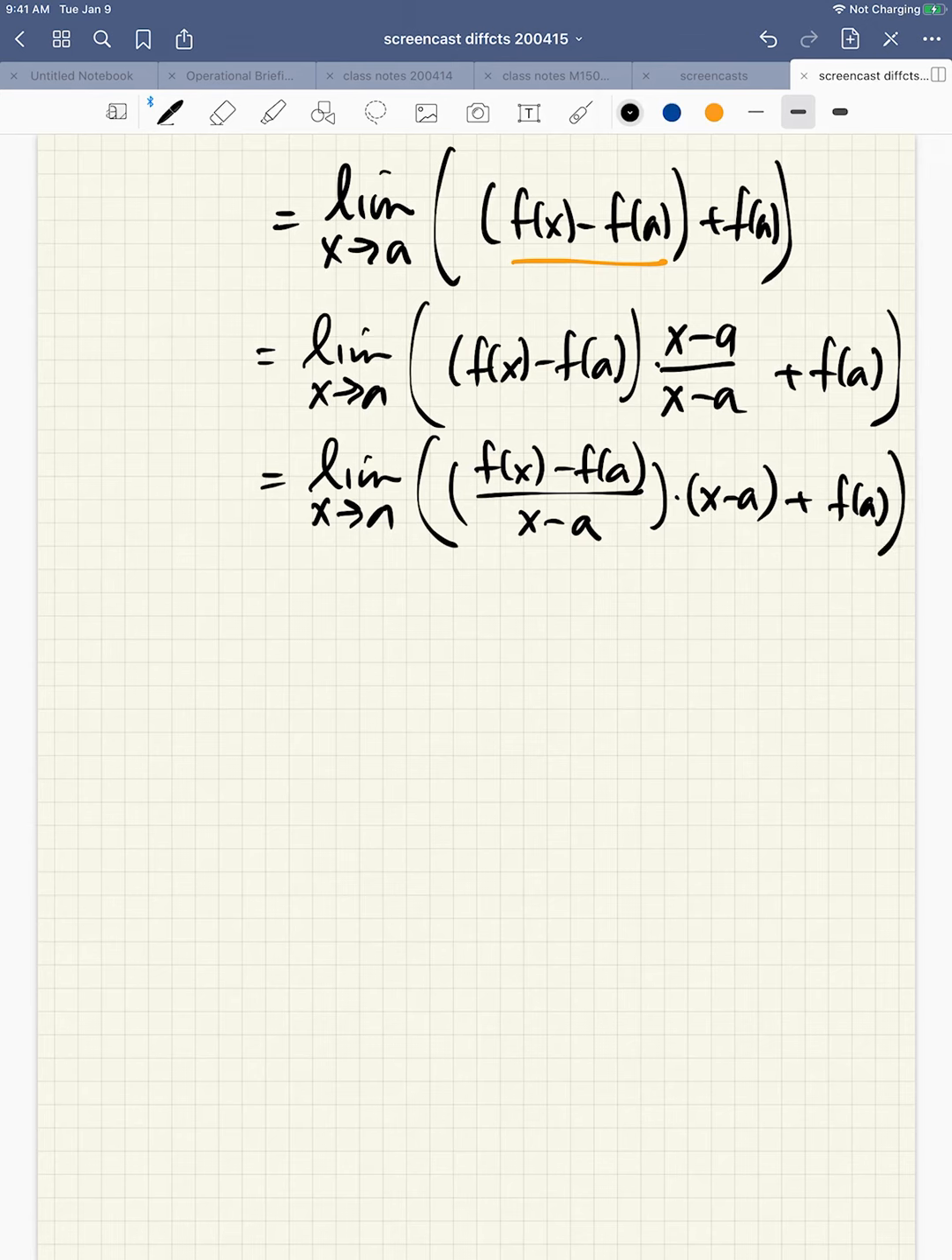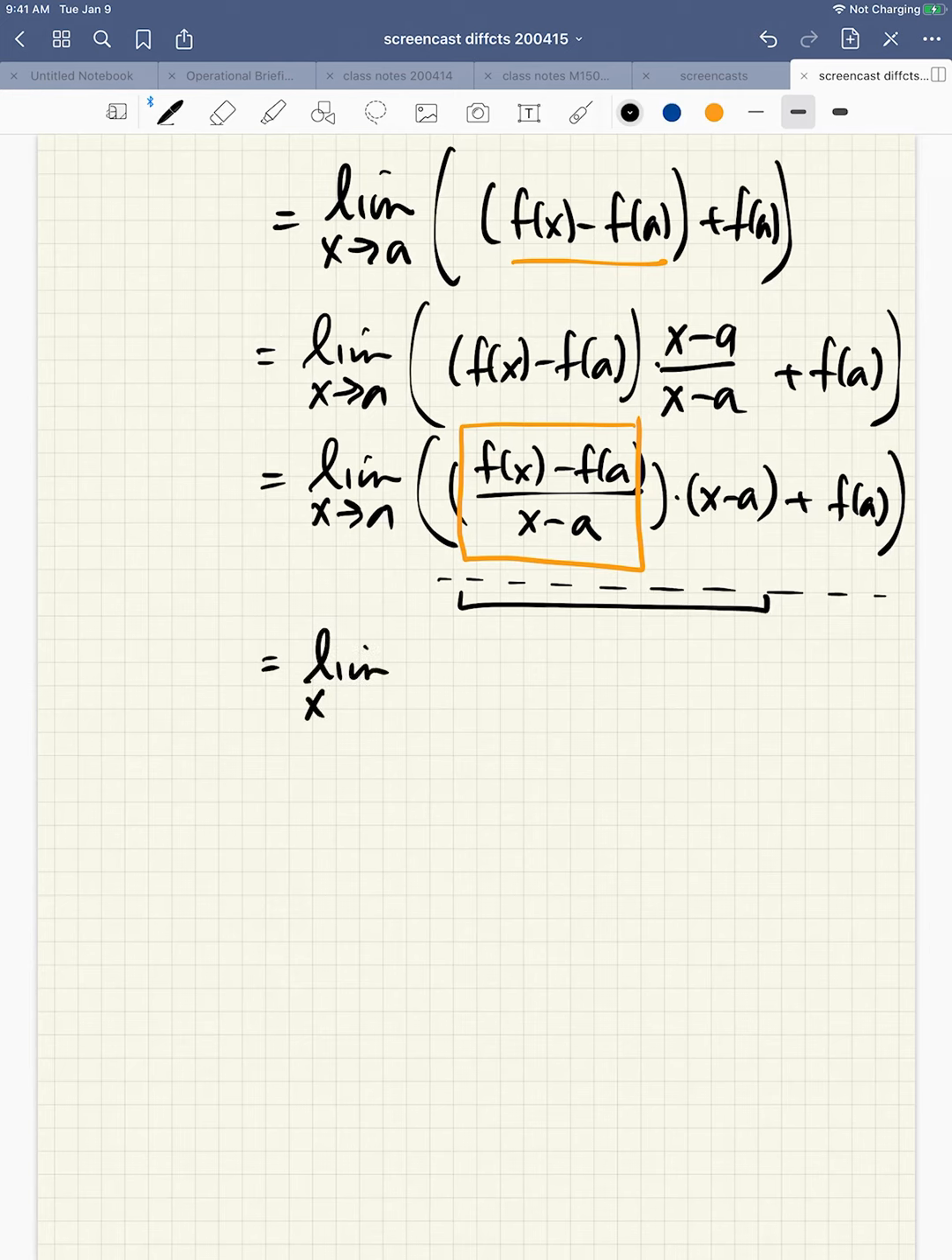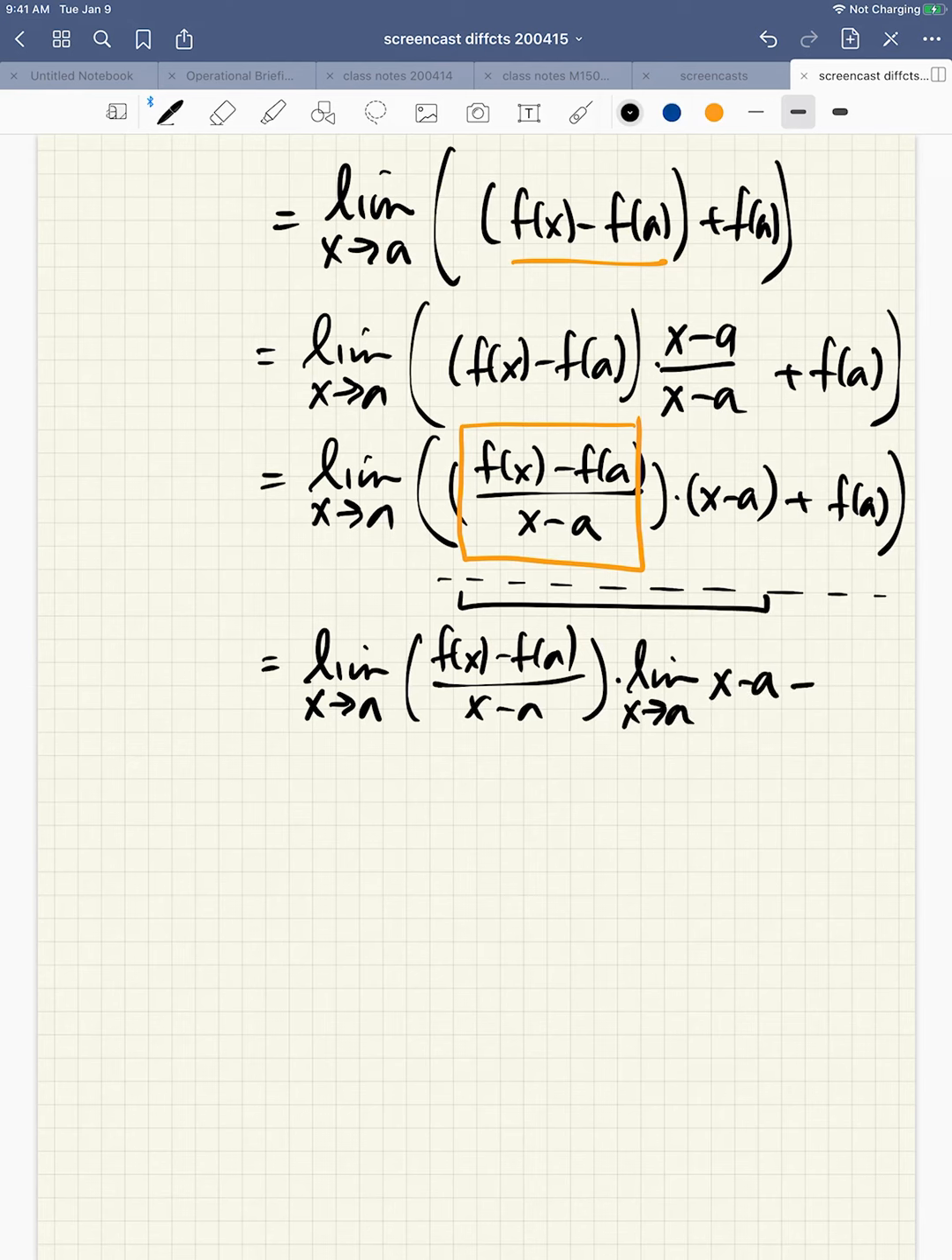Okay. So with that done, you'll see this thing right here is the difference quotient in the limit definition of my derivative, the new one I gave you. So now I'm going to use properties of limits to calculate this limit up here. So I'm going to use the limit of the product as the product of the limits. And then here, I've got to put this in here too.